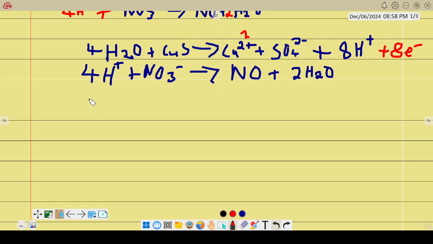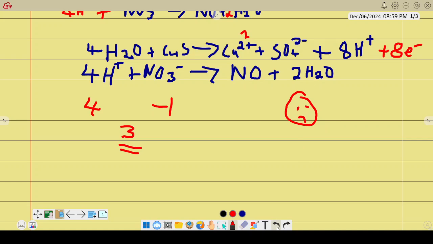So the charge we have is positive 4, and then here we have negative 1. So 4 minus 1 is 3, meaning the charge on the right hand side is 3. What about on the left? We don't have anything on the left. We don't have any charge, so the charge is 0.